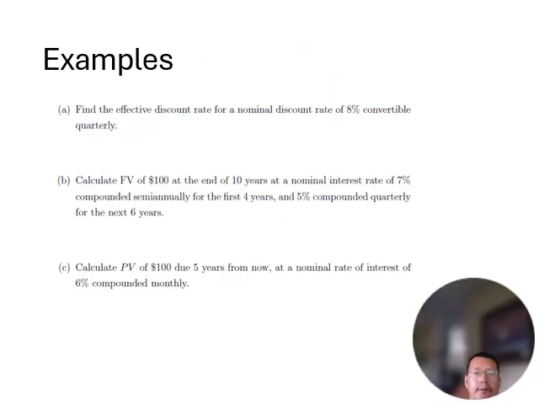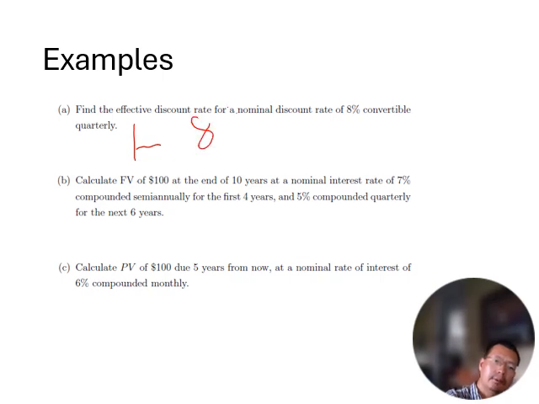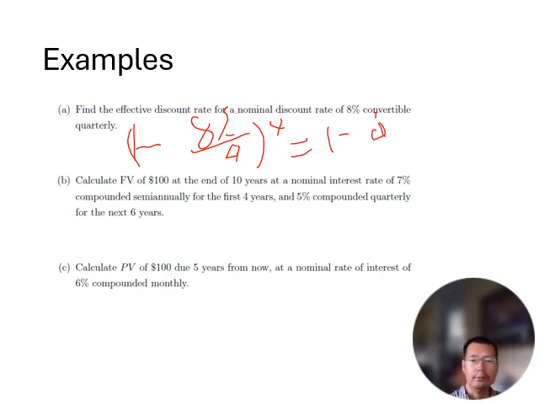Okay, now let's look at some more examples. Find the effective discount rate for a nominal discount rate of 8% convertible quarterly. So we would have (1 minus d_m, in this case 8%, divided by 4) to the fourth power would equal 1 minus d. The rest you can use a calculator to get d is equal to 0.000776.